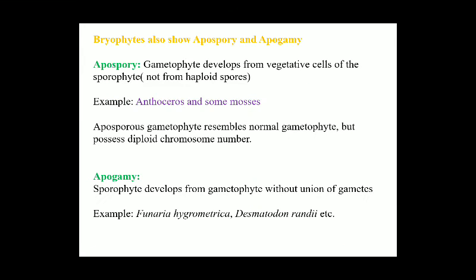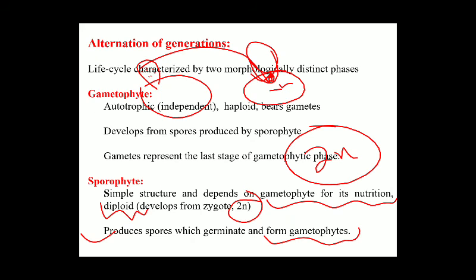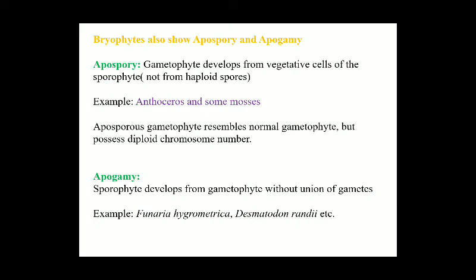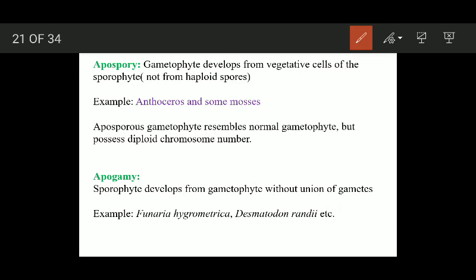Besides this normal procedure, besides the gametophytes producing gametes and sporophytes producing spores, bryophytes also show apospory and apogamy. What do apospory and apogamy mean? Apospory means the gametophyte develops from vegetative cells of the sporophyte, not from haploid spores. अगर आपके पास यहाँ एक gametophyte है, okay, you have a sporophyte here, sporophyte which depends on this gametophyte.